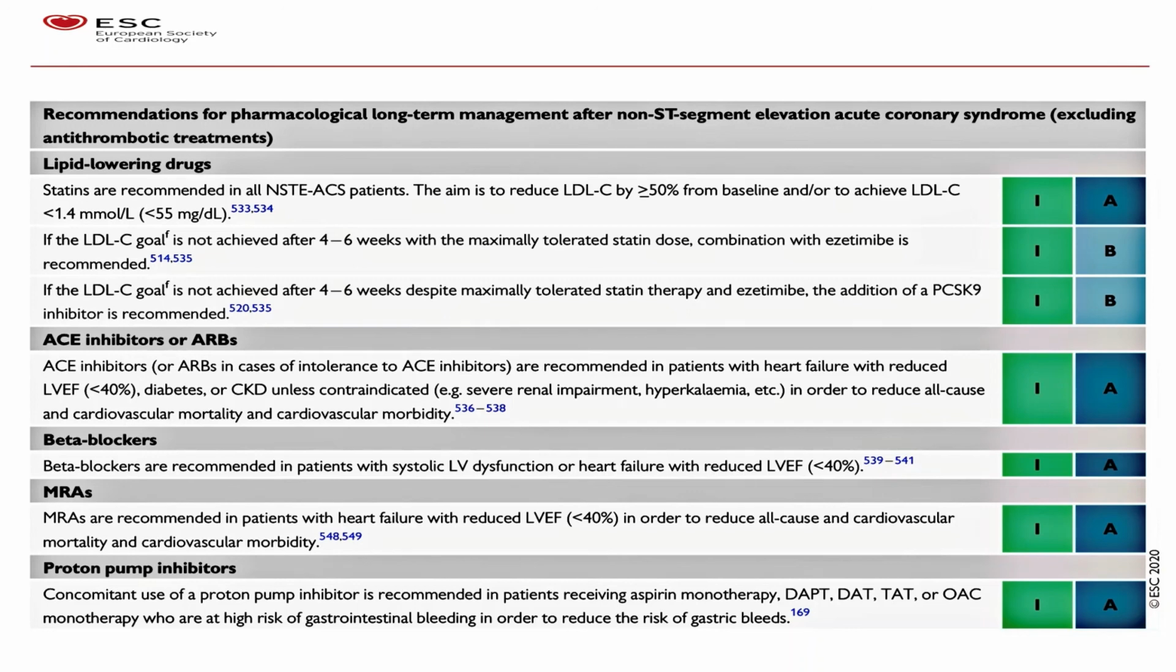Concomitant use of a proton pump inhibitor is recommended in patients receiving aspirin monotherapy, dual antiplatelet therapy, dual antithrombotic therapy, triple antithrombotic therapy, or oral anticoagulant monotherapy, who are at high risk of gastrointestinal bleeding, in order to reduce the risk of gastric bleeds. Class 1 Level A.